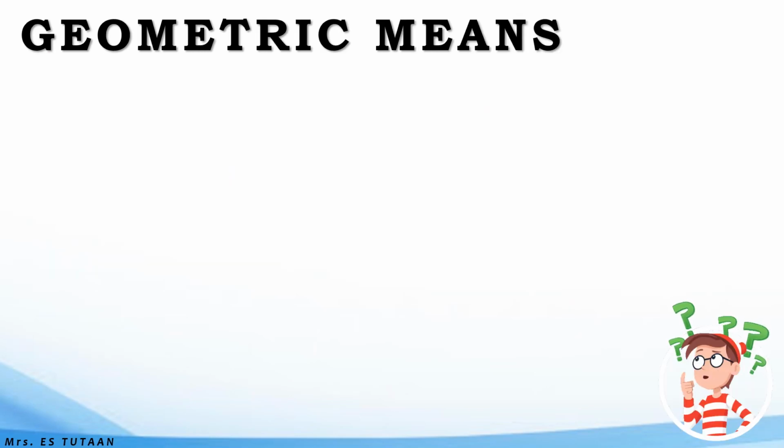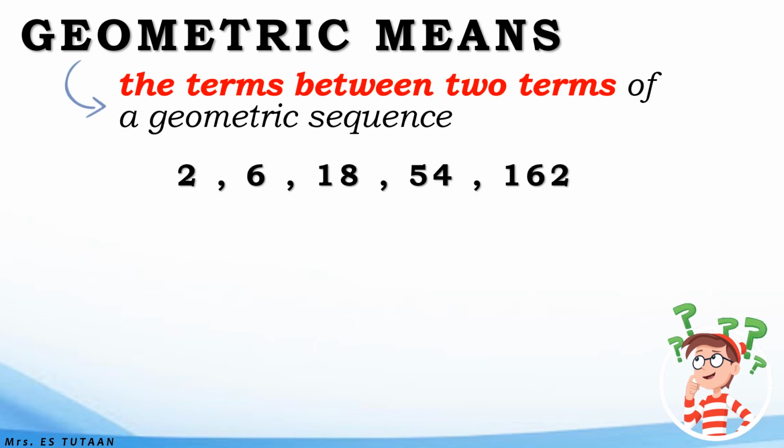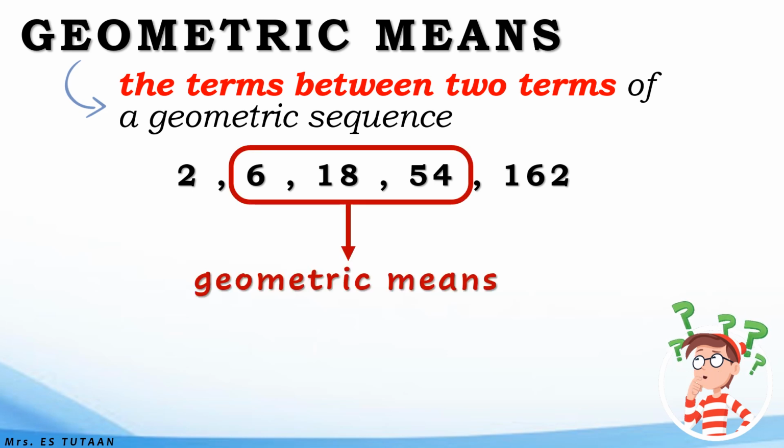Now let's have the geometric means. When we say geometric means, these are the terms between two terms of the geometric sequence. So for example, we have 2, 6, 18, 54, 162. So our geometric means are 6, 18, 54.